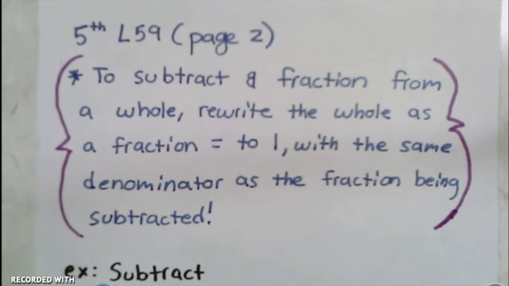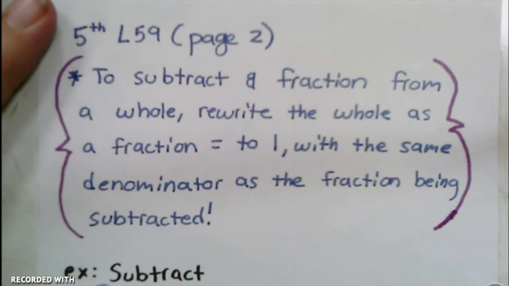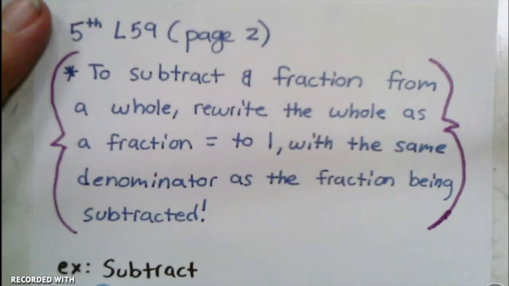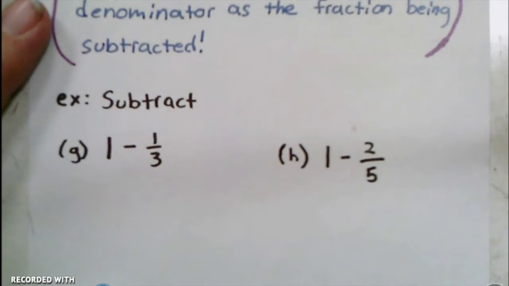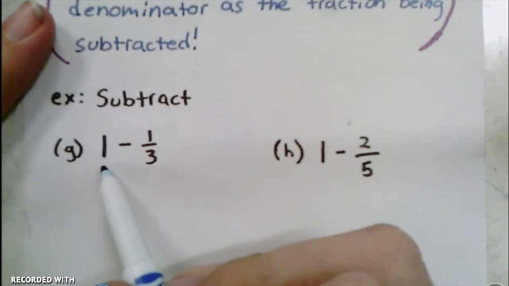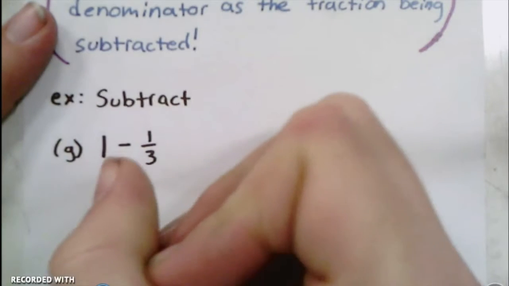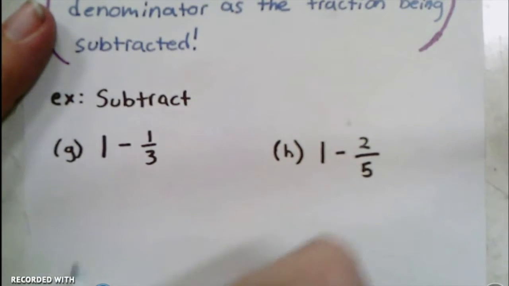This is the part of the lesson that I think gets a little tricky. So we have to subtract a fraction from a whole number: rewrite the whole as a fraction that's equal to 1, with the same denominator as the fraction being subtracted. In most of these examples, the whole that we're subtracting from is 1, which makes it really easy, okay? So we're going to rename 1 as a fraction that we can subtract 1/3 from. Remember that fractions need to have the same denominator in order to be subtracted. So I want this 1 to have a denominator of 3.